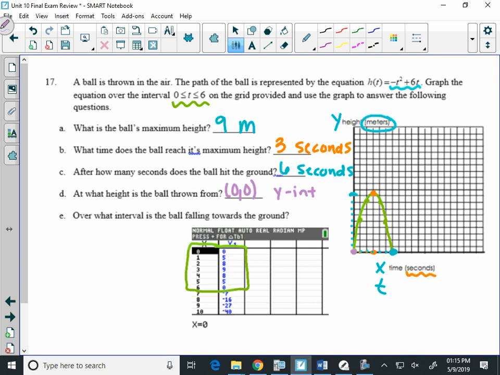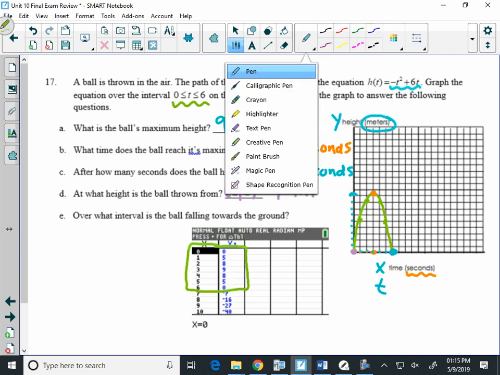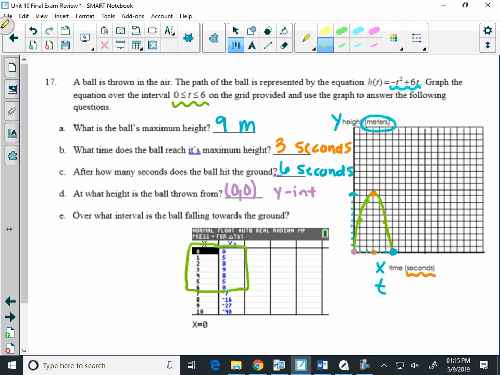And then E is saying, over what interval is the ball falling towards the ground? So that means it's going downwards. So it's starting here at the maximum, and then it goes down till it hits the ground. When you write the interval, you're writing it in terms of x, but in this case, technically t, because that's what's representing x. And we have to put our symbols. It's not technically falling towards the ground at the maximum, and it's not technically falling towards the ground once it's on the ground.